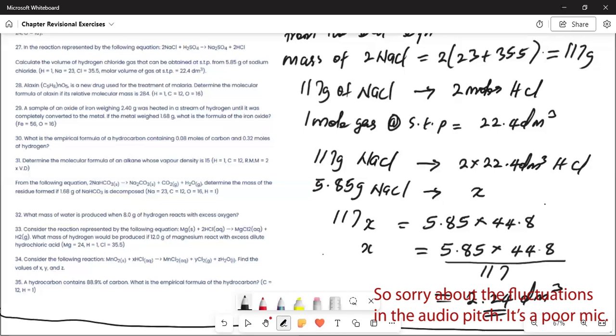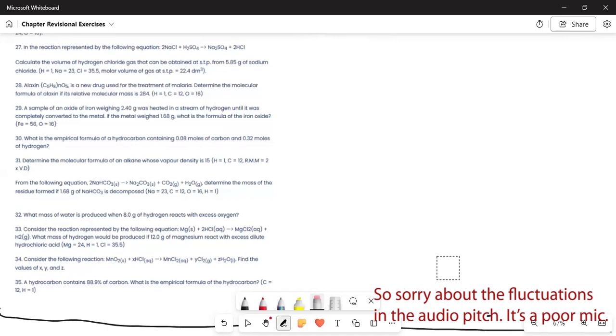Alazine with the formula C5H8NO5 is a new drug used for the treatment of malaria. Determine the molecular formula of alazine if its relative molecular mass is 284. So the question says an empirical formula of C5H8NO5. It has a relative molecular mass of 284. We have to determine the molecular formula. So this is the empirical formula given to us, and the empirical formula multiplied by n gives the relative molecular mass, right?